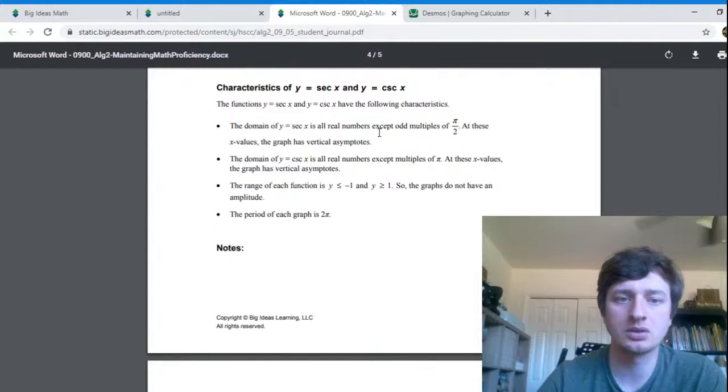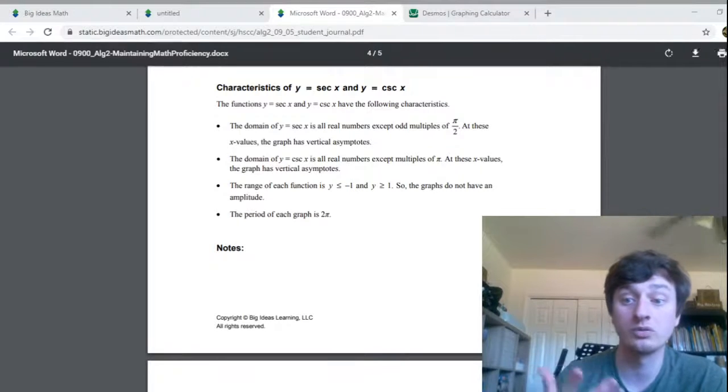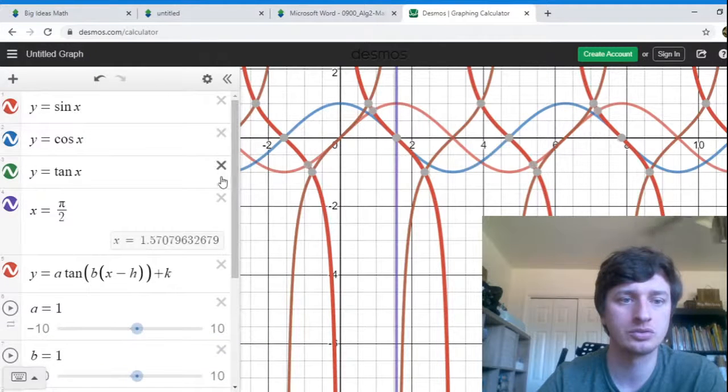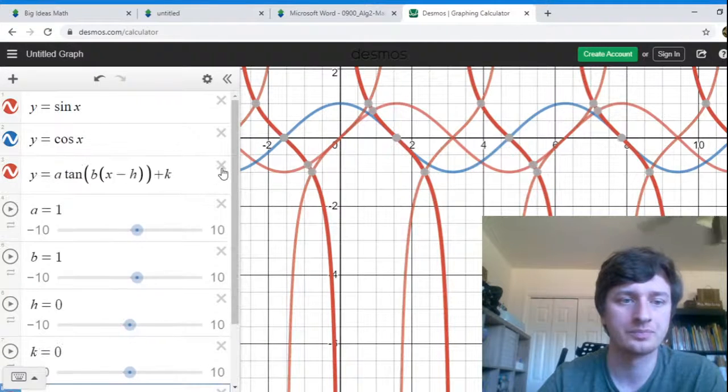And then secant and cosecant are 1 over sine and 1 over cosine. So let's talk about this. I'm going to clear out these functions, all the tangent ones.